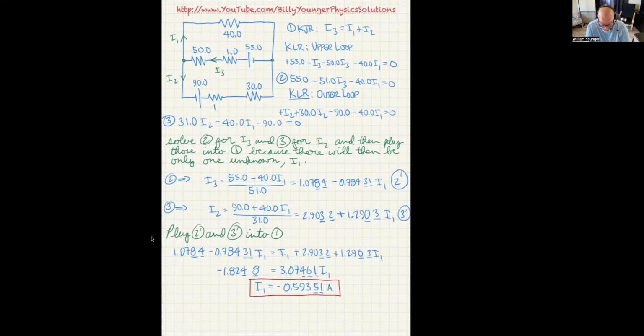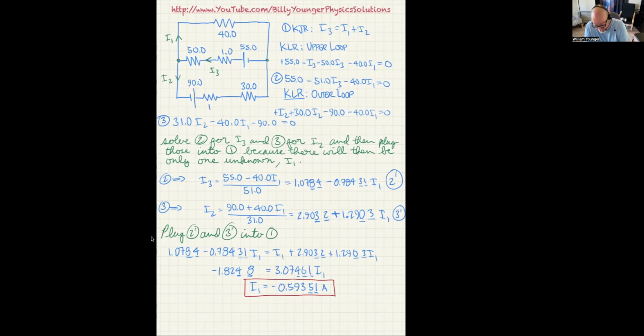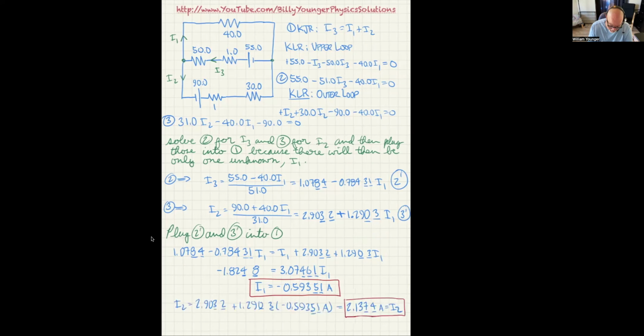If we plug I1 in that, that'll give us I3. And if we take equation 3 prime and plug I1 in that, we'll get I2. So that's what I'm doing here. I went ahead and plugged the current for I1 in the expression for I2, which is equation 3 prime. So I'm using 3 prime, and this right here is 3 prime.